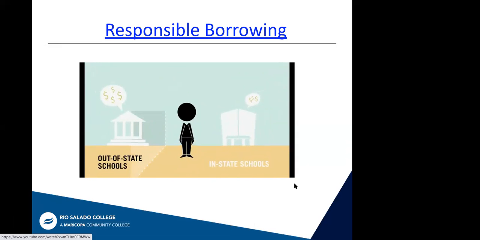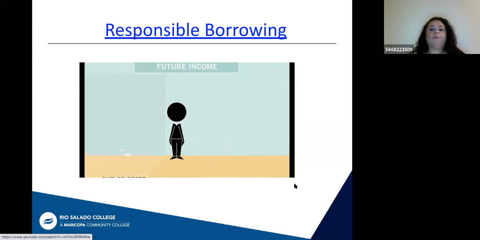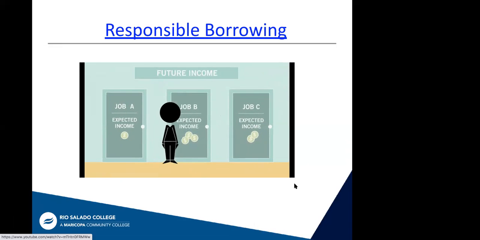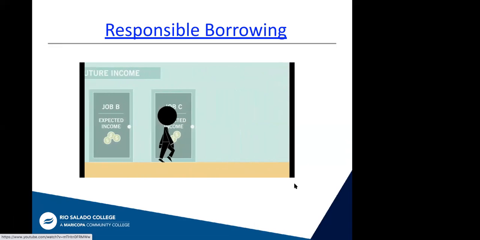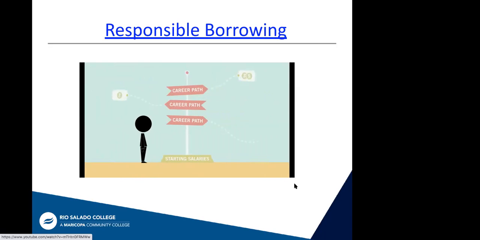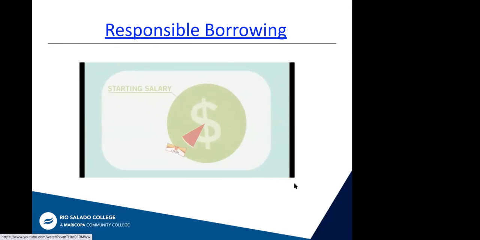In-state schools and community colleges may cost less than out-of-state schools. And finally, getting an idea of your future income is also important when deciding how much to borrow. Starting salaries vary greatly depending on your career path, so it's worth thinking about how the amount of your loan will affect your future finances. After all, your student loan payments should be only a small percentage of your salary after you graduate.